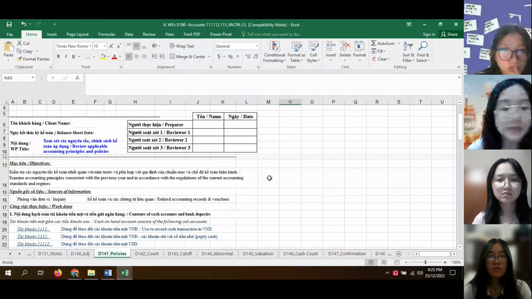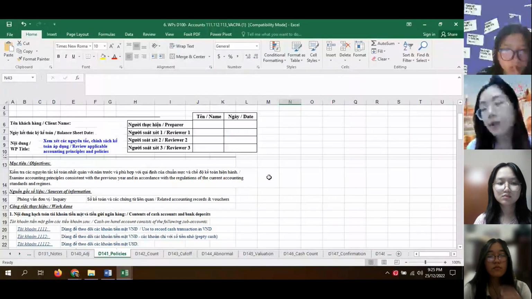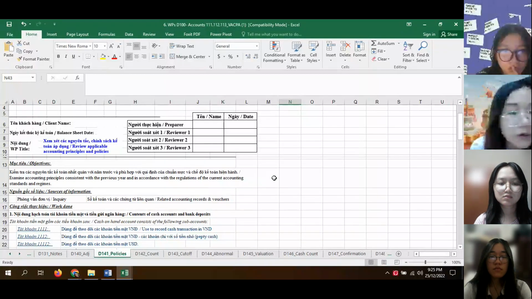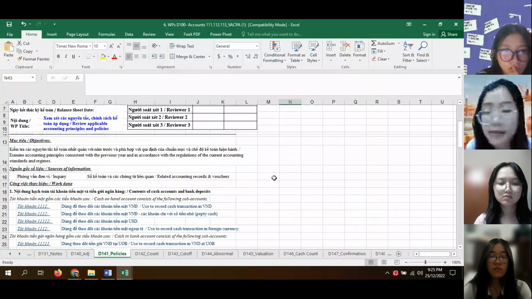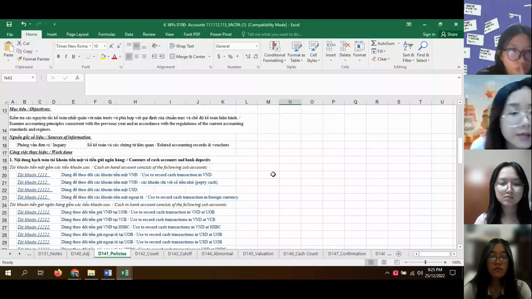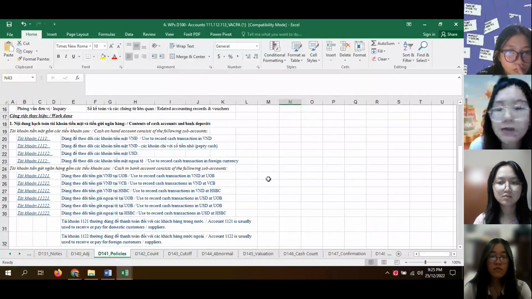As T just told, the prior audit firm is ACC. So we don't need to have the initial procedure, initial audit. We also have to follow the prior process that our company has done. So that's why we have this tab, to compare and examine whether accounting principles are consistent with the previous year and in accordance with the regulations.